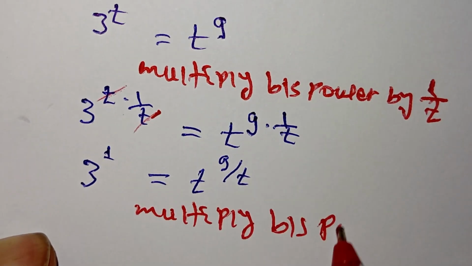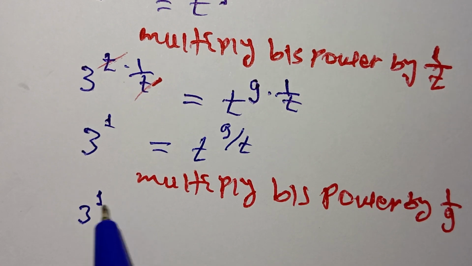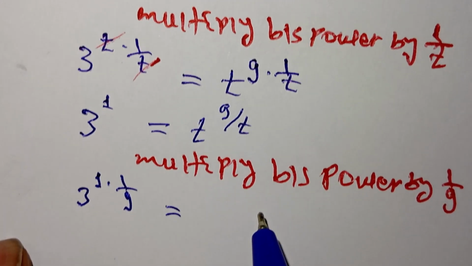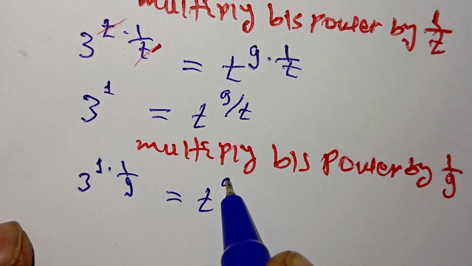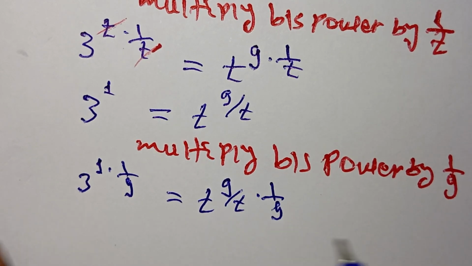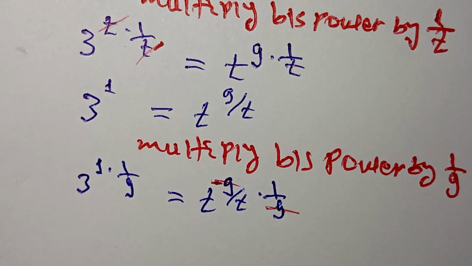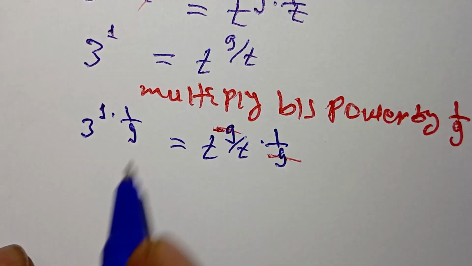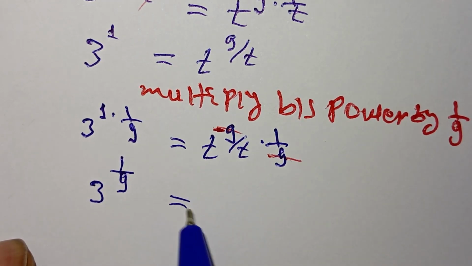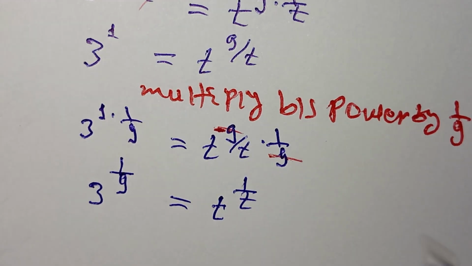Multiply both powers by 1 over 9. 3 to the power of 1 times 1 over 9 is equal to t to the power of 9 over t times 1 over 9. So this 9 cancels with this 9, and this becomes 3 to the power of 1 over 9, which is equal to t to the power of 1 over t.